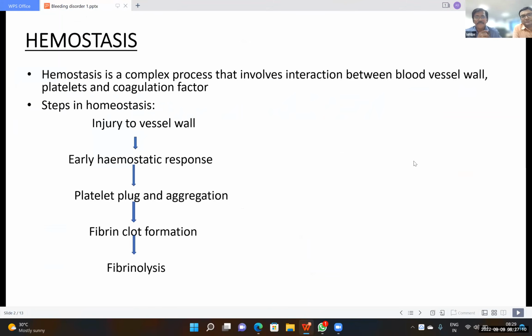Sir, hemostasis is a complex process that involves interaction between the blood vessel wall, platelets, and coagulation factors, as we saw in the earlier presentation. There are certain steps of hemostasis. There is injury to the vessel wall, the early hemostatic response, platelet plugs and platelet aggregation occur, fibrin clots form, and then lastly there is fibrinolysis.